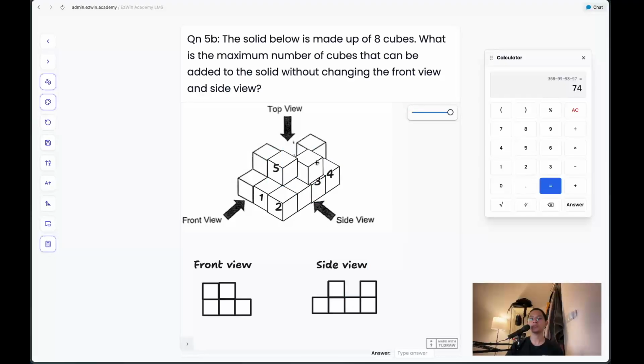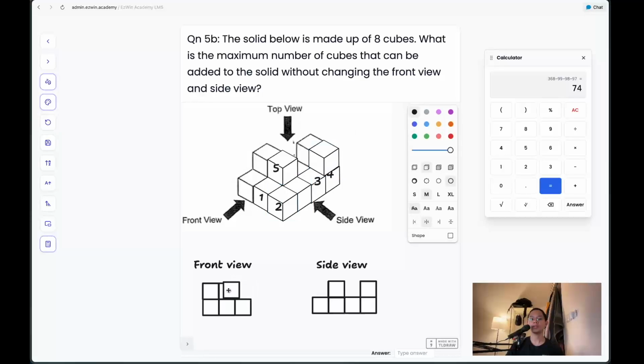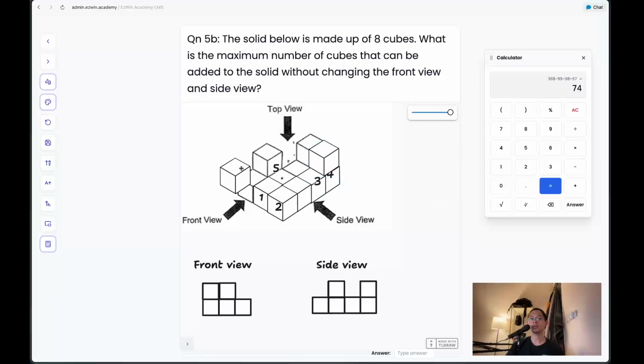Same goes if we were to put the block on top of number 3. The front view will then have another block like this. The side view will also have another block. And then if you put it on top of 4, then you see that the front view will have another block, but the side view remains the same. So in total, we also want to add the ones that are behind.